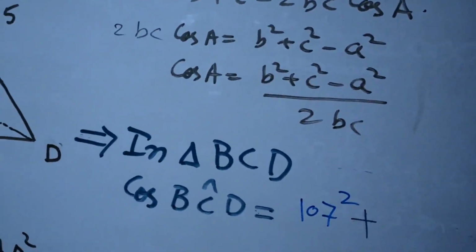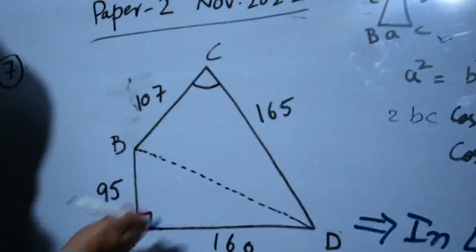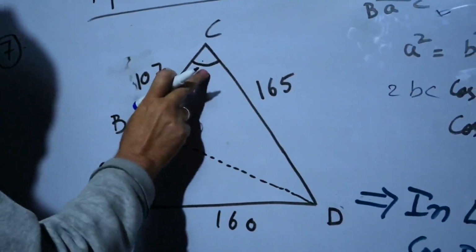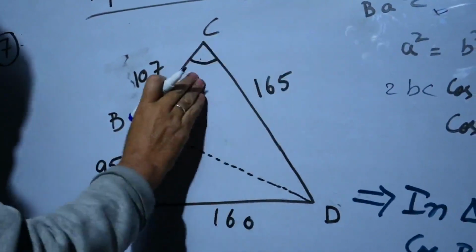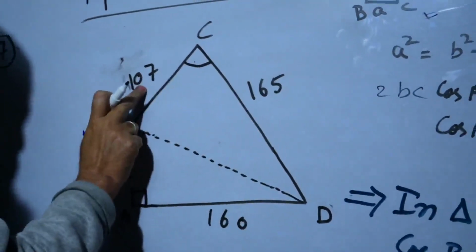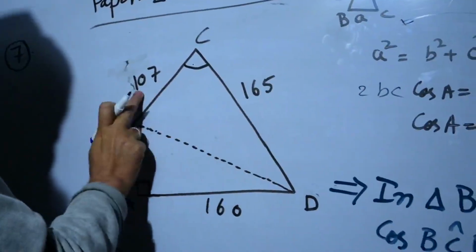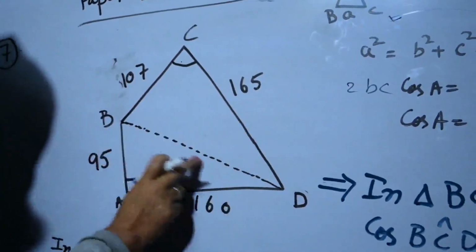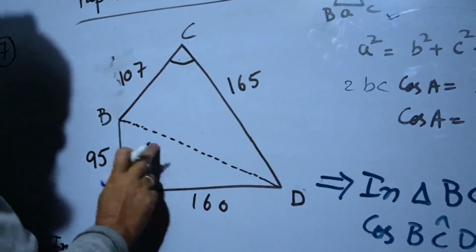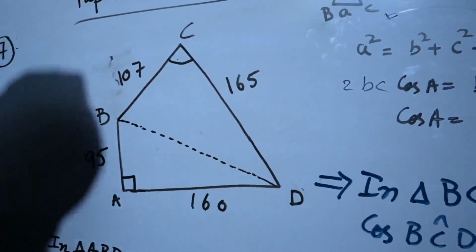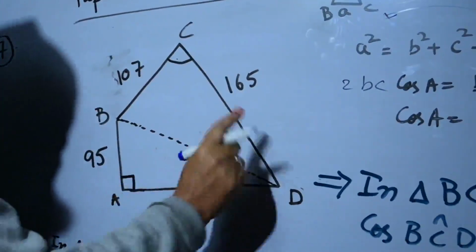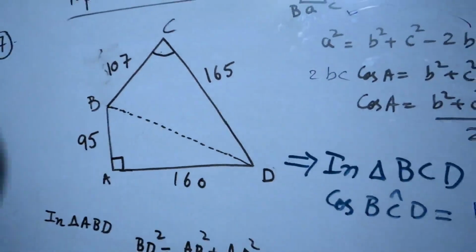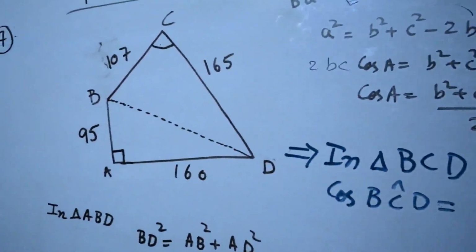In this triangle BCD, this angle is C, so it means this is A of this triangle. So this will be equal to this side square plus this side square, b square plus c square minus a square, where a square is this length, over 2 into 107 into 165. So put the values and get the answer.